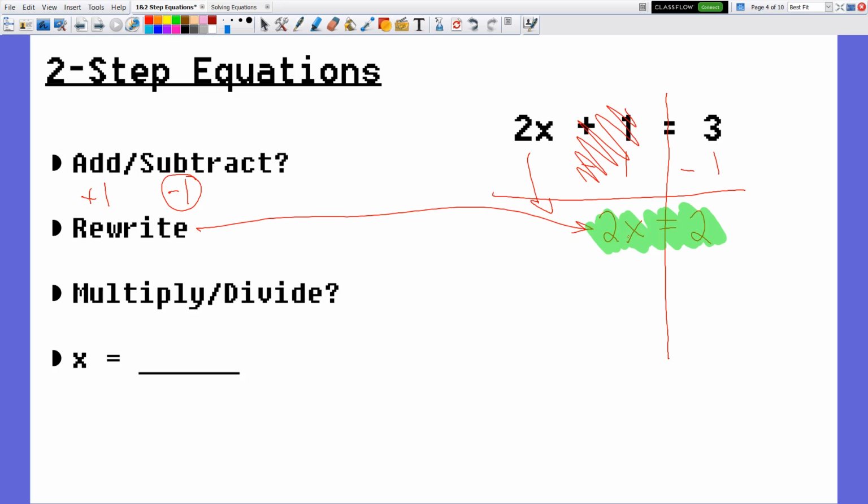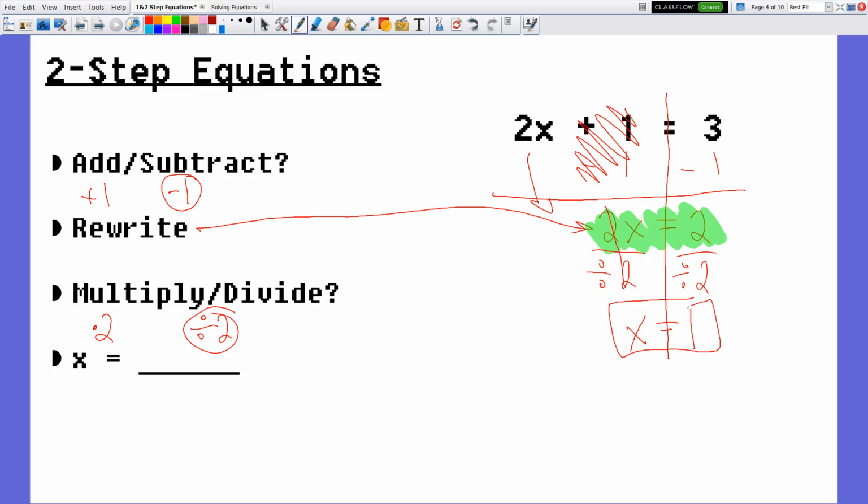So we see a number next to a letter. That number next to a letter means multiply. So that tells us we need to work backwards by dividing by 2. I'm going to circle it, and I'm going to rewrite it on both sides of my line. This gives us the 1x by itself. 2 divided by 2 is 1.